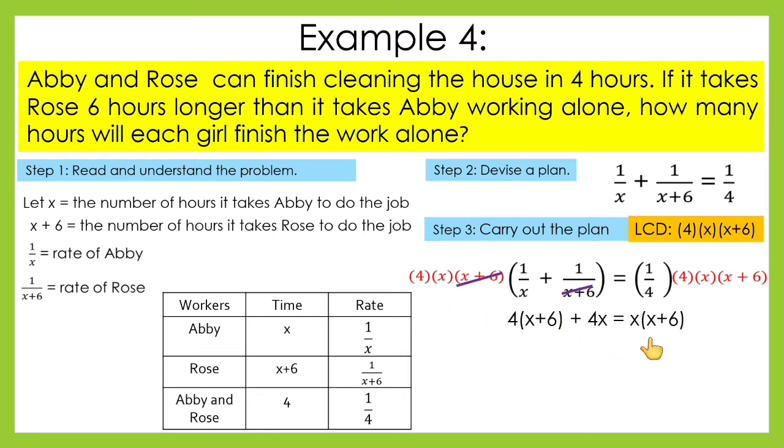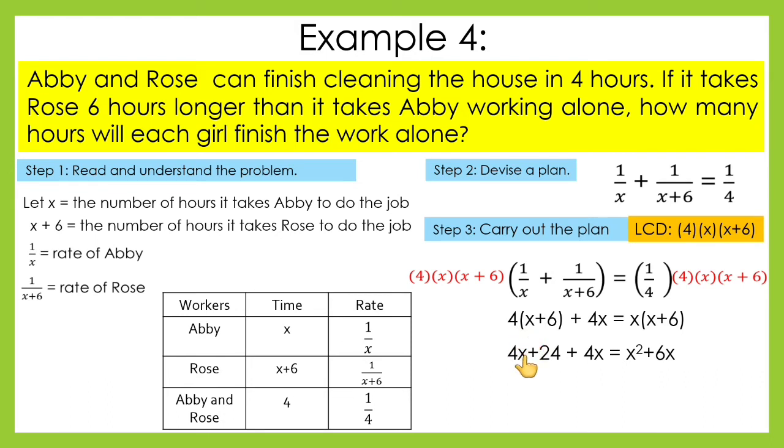Okay. Sa right side, kapag minultiply si LCD sa 1 over 4, makakancel natin yung 4. Ang naiwan na lang ay x times x plus 6 at saka si 1. So, x times 1 is x times x plus 6. Okay, so simplify, distributive property.